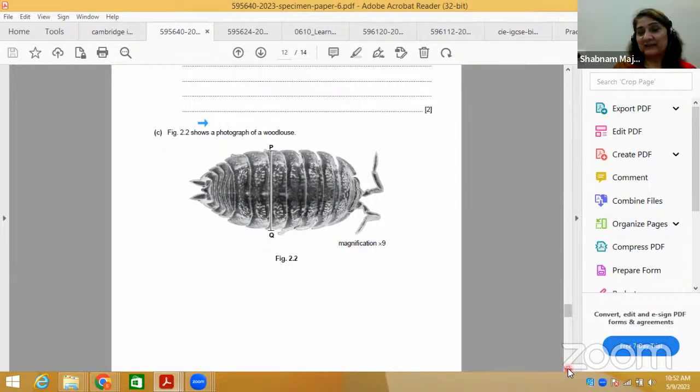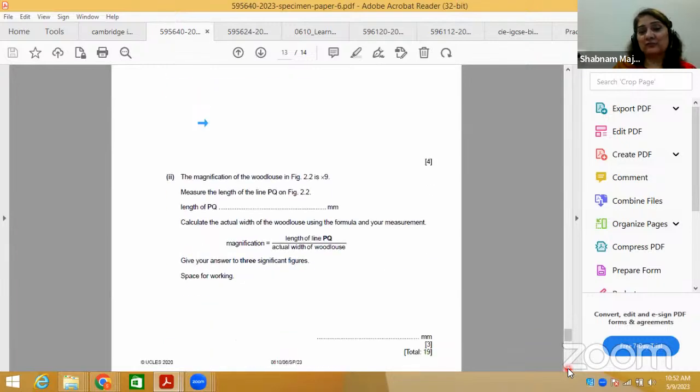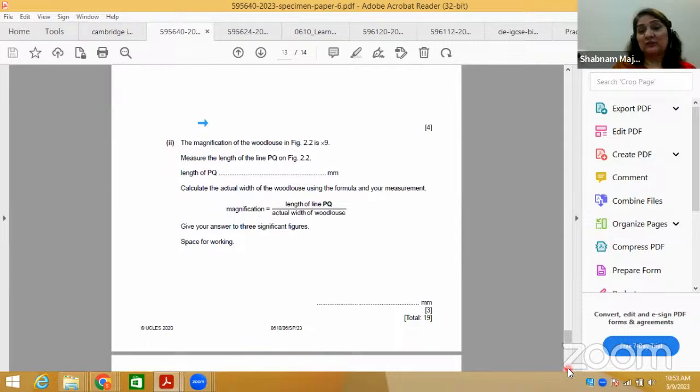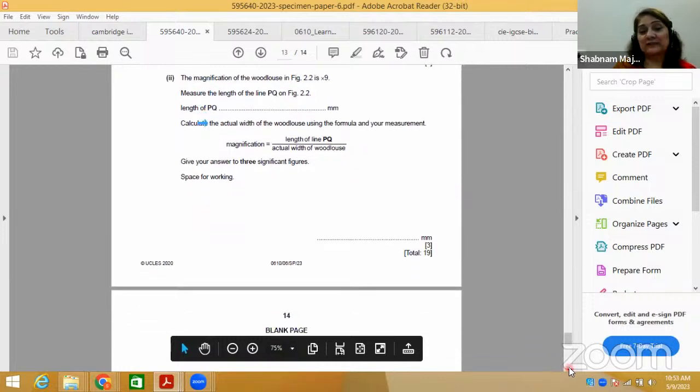But you have to see how you have to draw this. So, draw a large diagram of the woodlouse. You have to draw it, and after that you have to measure the length of PQ. Length of PQ in millimetres, the unit is already given, you have to write it in the blank. Calculate the actual width. The formula has been given to you, so you insert the values and show your working steps.